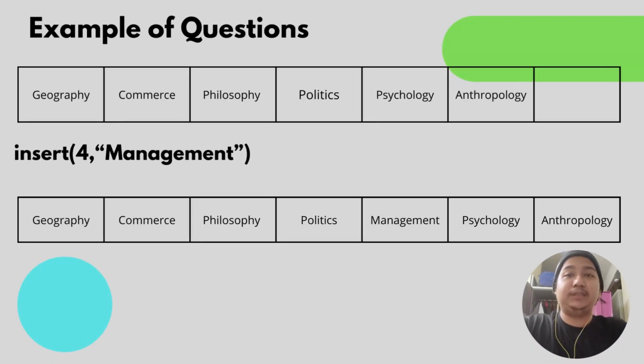The next operation is insert management into address 4. We can see that at address 4 there's psychology, so we'll move psychology and the next element, anthropology, to the next space to put management. So management will go to address 4, psychology will go to 5, and anthropology will go to address 6. So there will be geography, commerce, philosophy, politics, management, psychology, and anthropology. That's all for the question. Thank you.